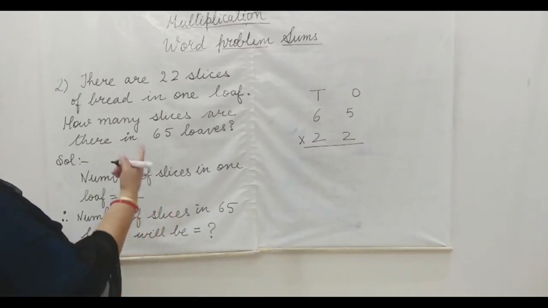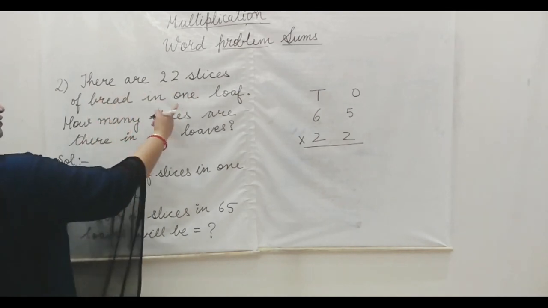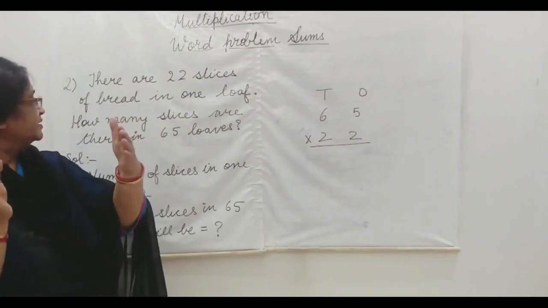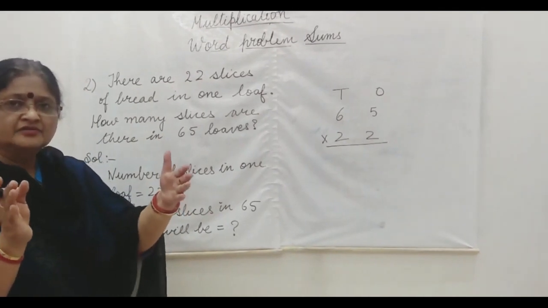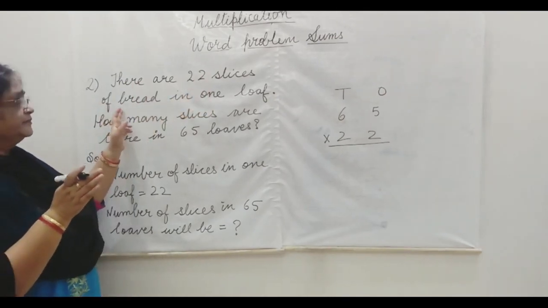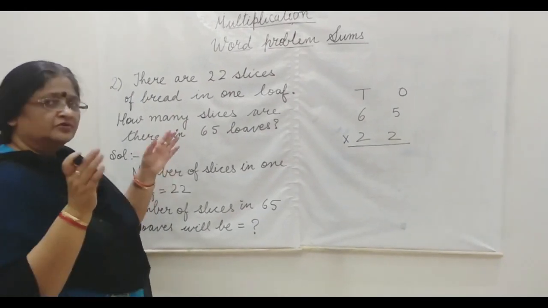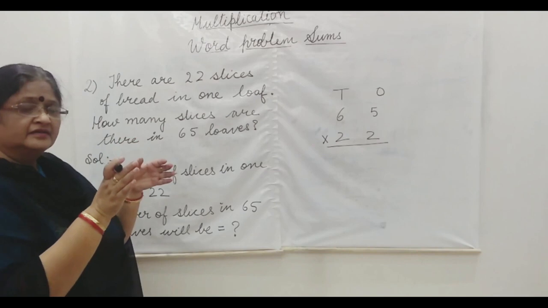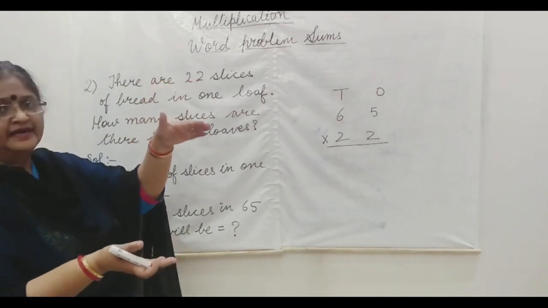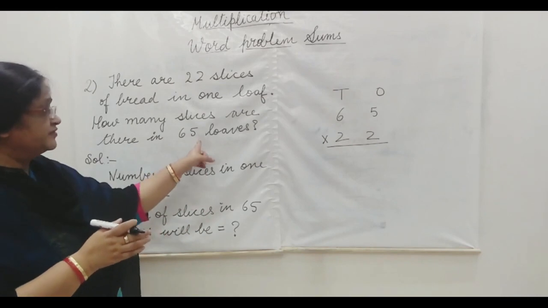So children, another example of the problem sum is: there are 22 slices of bread in one loaf. Means when you take the bread, there are pieces in it. The pieces are called slices. One piece that you take out. So there are 22 slices of bread in one loaf. Means total how many slices of bread will be there in 65 loaves?